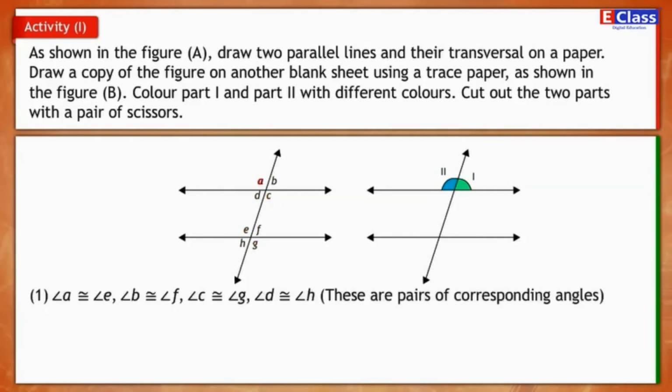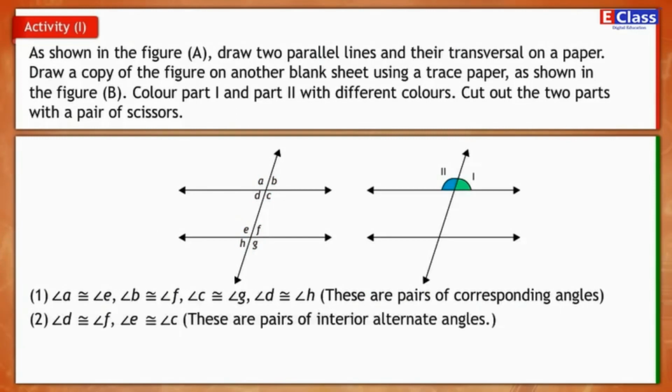1. Angle A is congruent to angle E. Angle B is congruent to angle F. Angle C is congruent to angle G. Angle D is congruent to angle H. These are pairs of corresponding angles. 2. Angle D is congruent to angle F. Angle E is congruent to angle C. These are pairs of interior alternate angles.